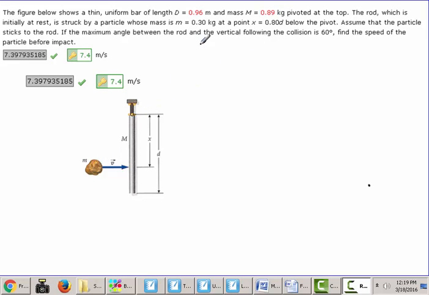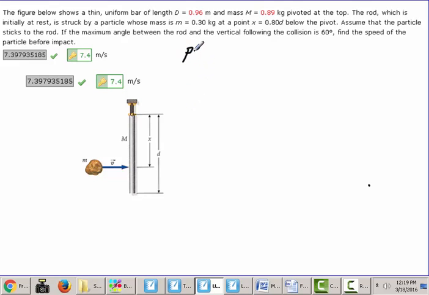Here I have a small mass of 0.3 kilograms. It's coming across horizontally at a velocity that we do not know. It's going to strike a distance of 0.8 times 0.96 from the rotational point. And our objective here is to find that velocity. To work that problem, we start out as an energy problem.